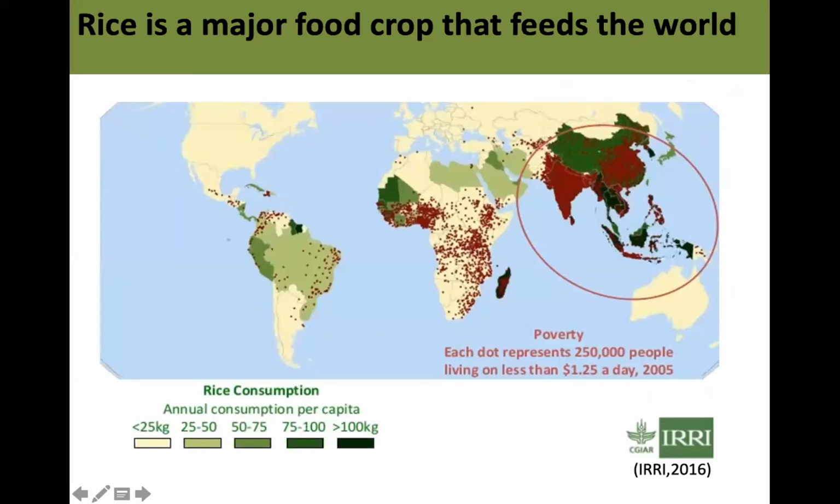Other than the fact that rice is a model species with a relatively small genome, rice is a major food crop that feeds over half of the world's population. 90% of rice is produced in Asia, and over 70% of the world's poor is in Asia. This map shows that each red dot represents 250,000 people living on less than $1.25 per day.